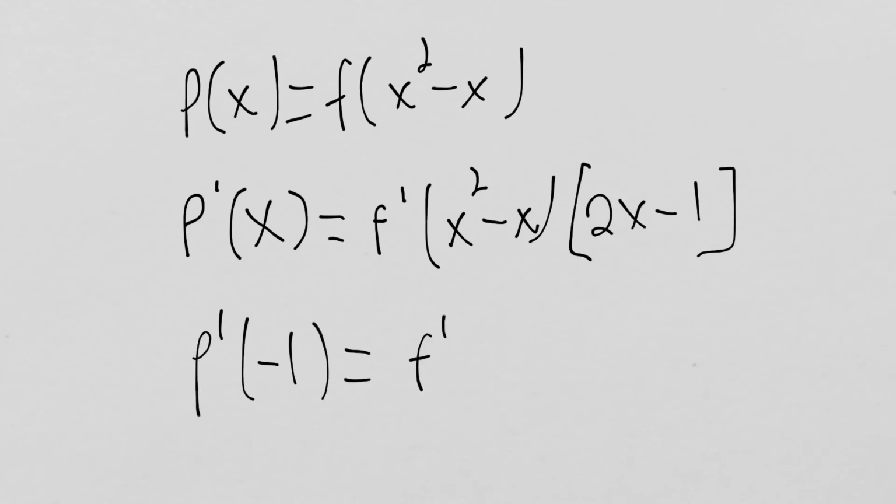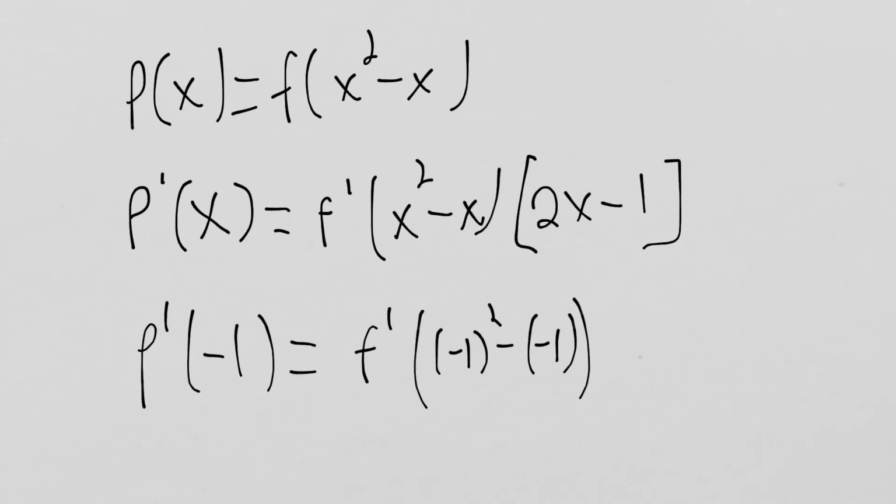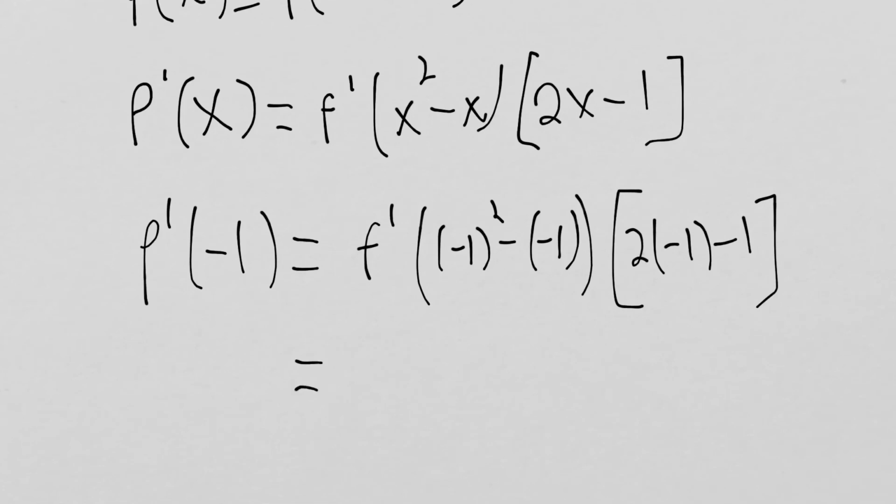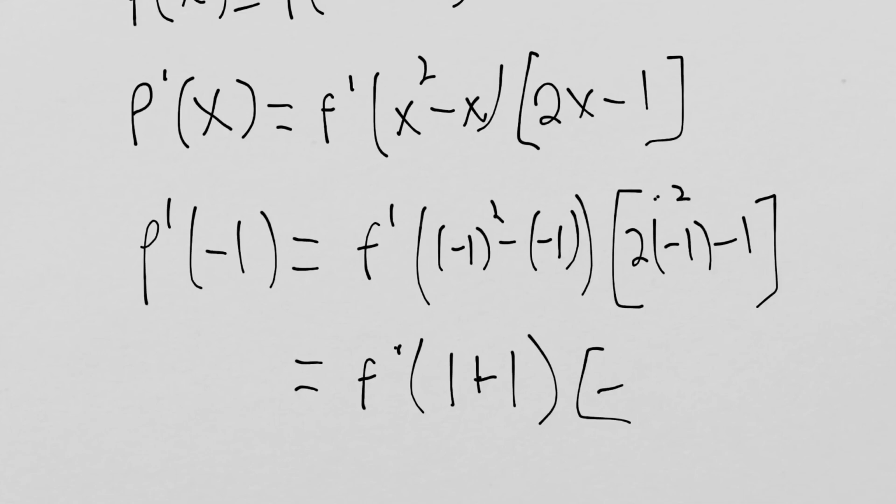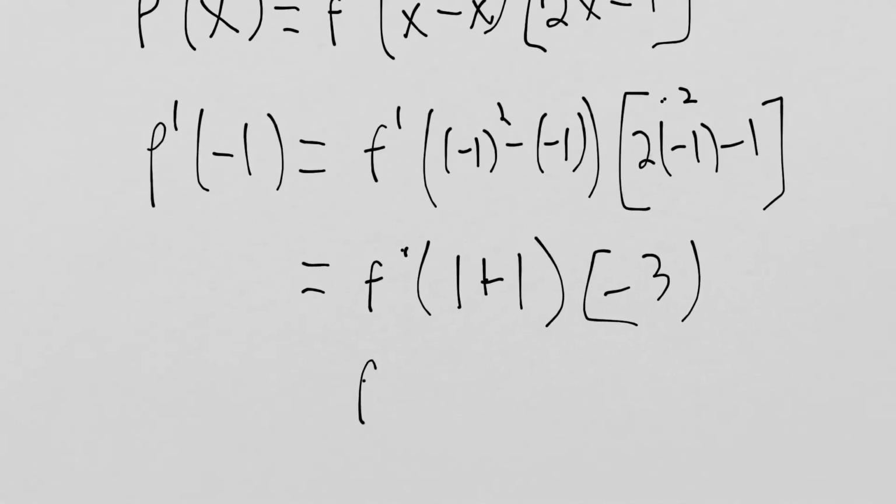So we get f prime of negative 1 squared minus negative 1. And of course they throw in a negative 1 to make it so the sign is going to be confusing. Times 2 times negative 1 minus 1. So we got to be really careful here. Let's first say that this is f prime. We're going to get negative 1 squared is 1. And then we're going to subtract a negative 1, which is going to be adding positive 1. So we have f prime of 1 plus 1. And that's going to be negative 2 minus 1, which is negative 3 that we're multiplying by. So we're really looking for f prime 2 times negative 3.